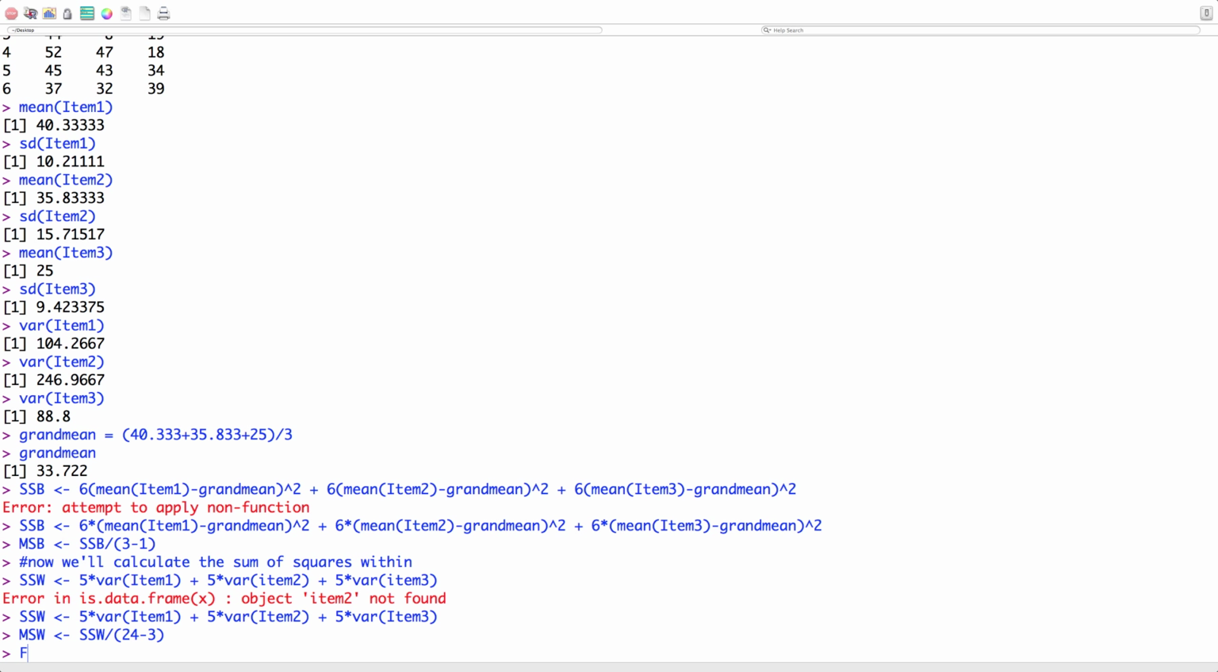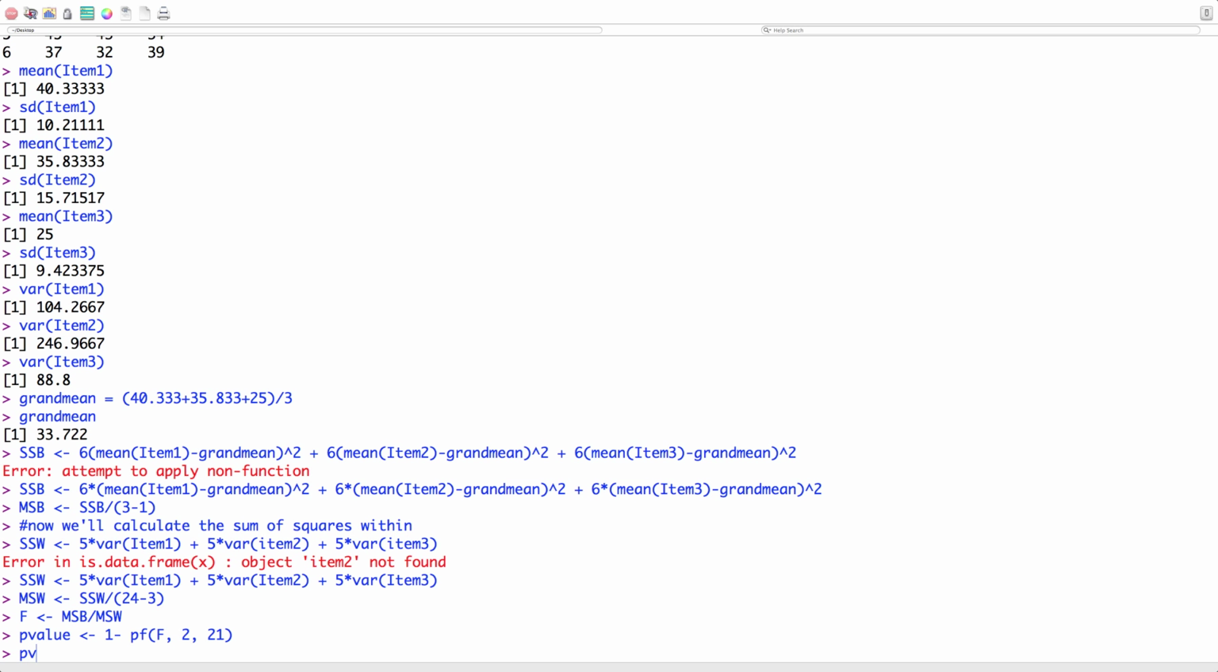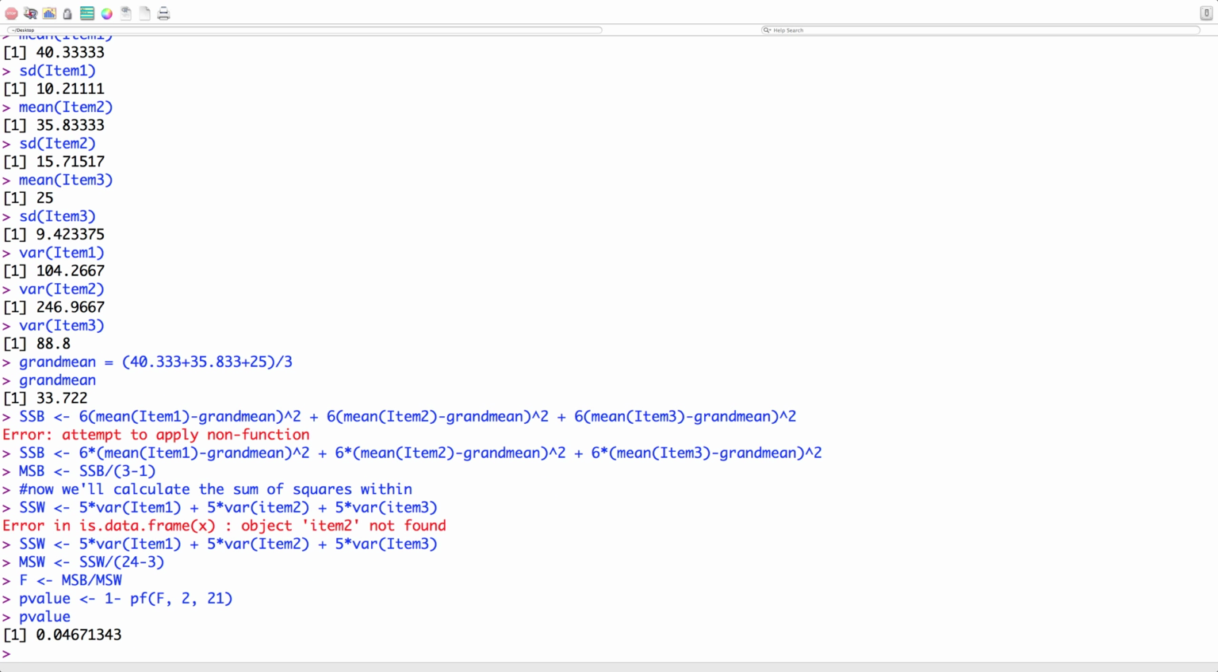So guys, our F statistic is going to be mean square between over mean square within, and our p-value will be 1 minus pf of F comma 2 comma 21. So our p-value is 0.0467.